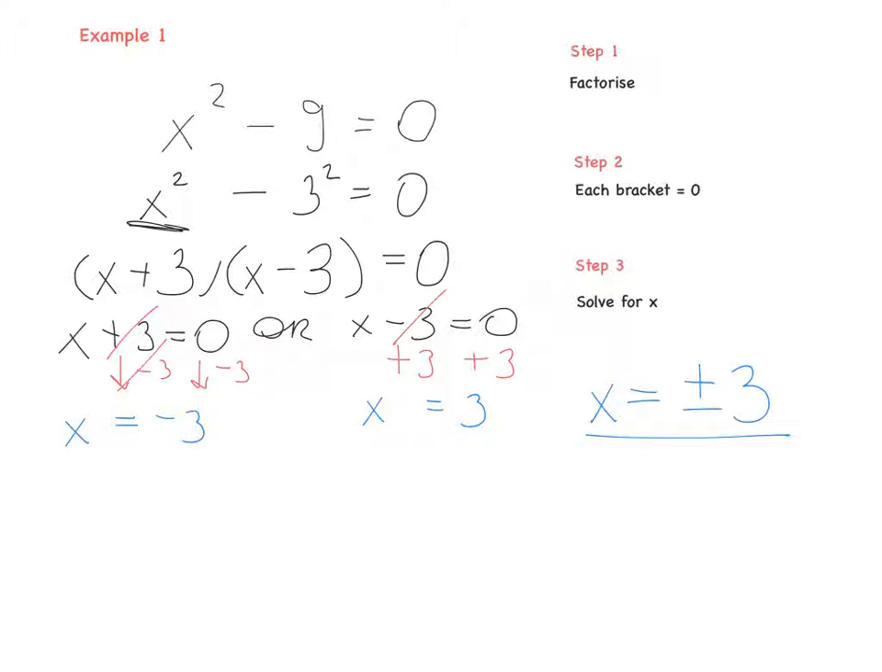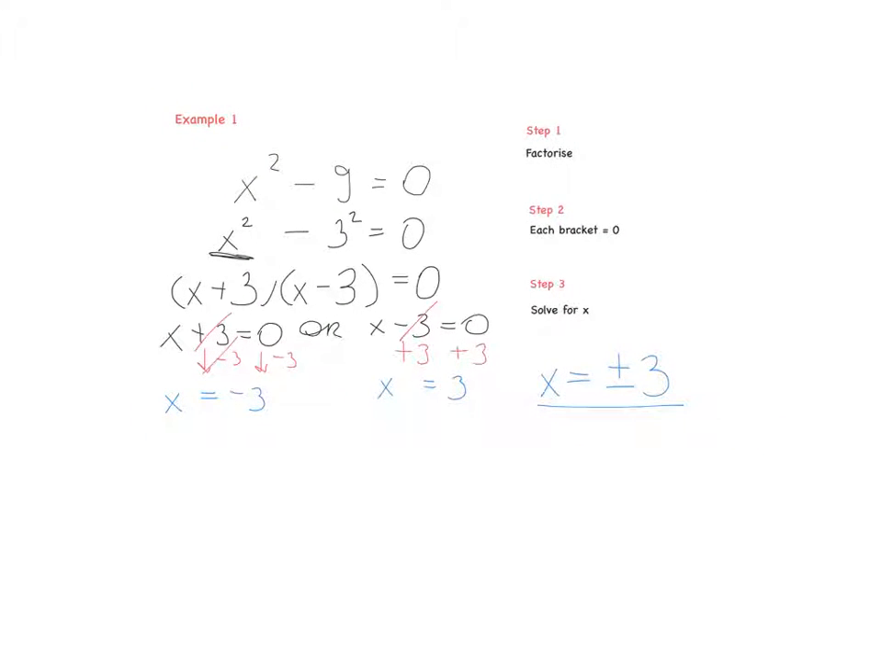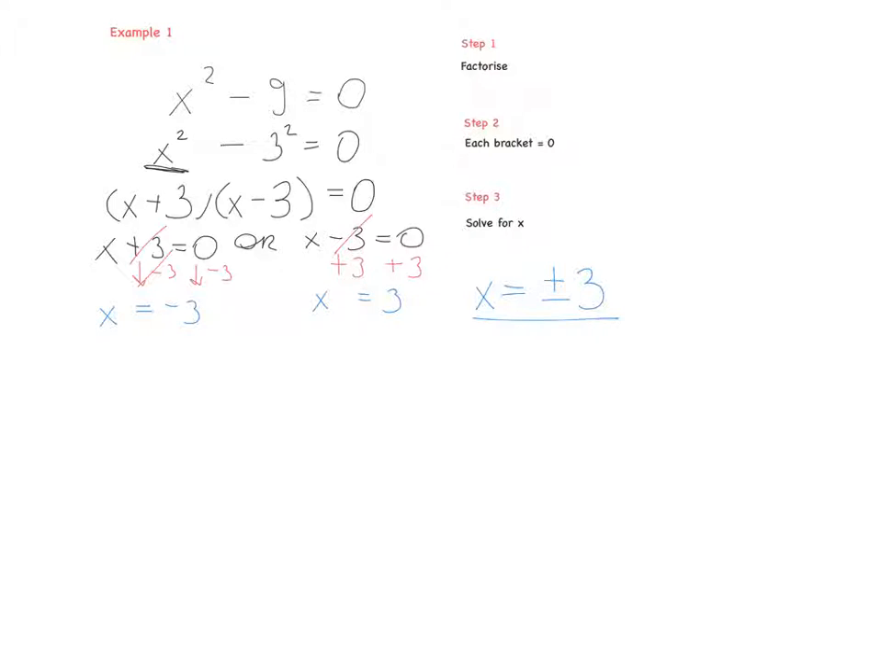So let's make it smaller a little bit. There's another method to solve it, okay? If you're not sure this is the difference of two squares, you can use the second method. Okay, so let's rewrite it again. So we have x squared minus 9 equals 0.